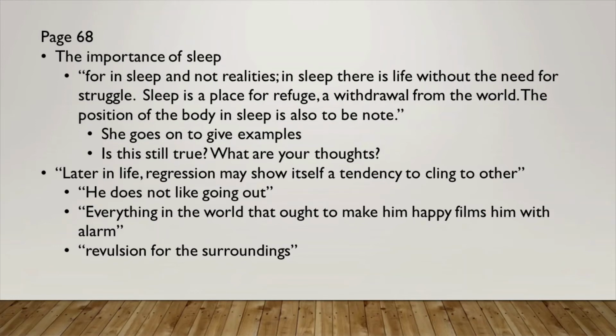So later on, we can see these things happening that we would call a deviation. He doesn't like going out. He clings to one or two people and can't seem to move away from them. Things that ought to make him happy, he's scared of all the time, right?